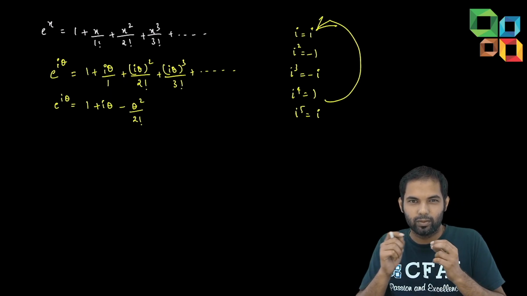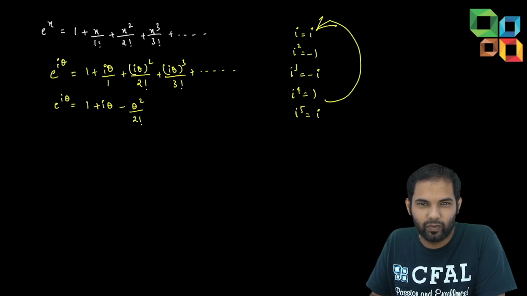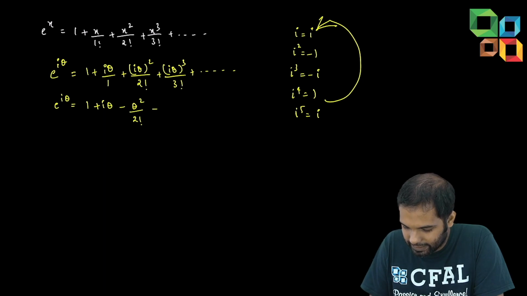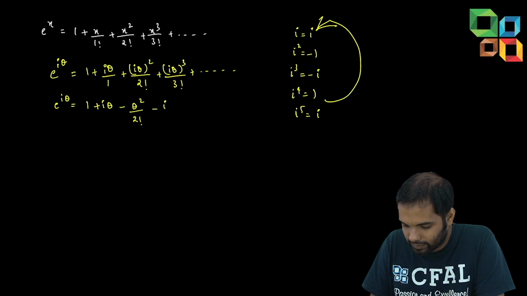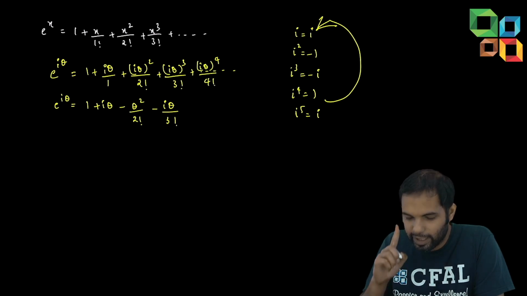We divide the power by 4 and see what the remainder is to get the value of i power, say 2000, etc. So I'll just directly write there. So i cube is minus i into theta by 3 factorial. Fine. What would be the next term? The next term is i theta power 4 by 4 factorial, just to get more terms. It is easier to understand.